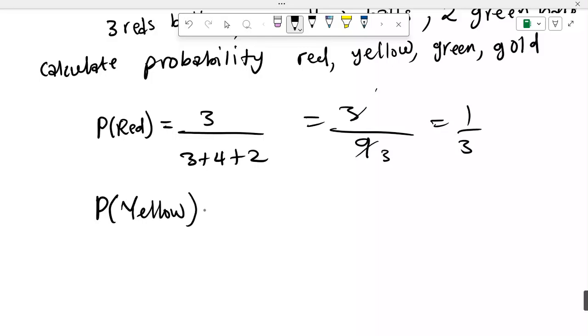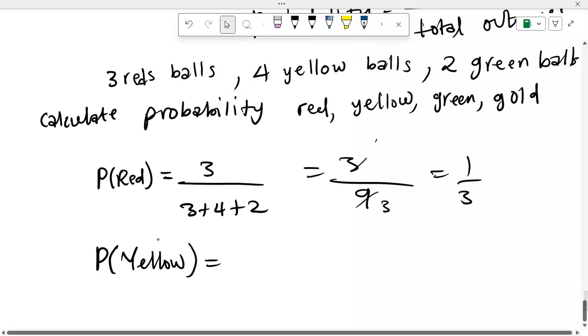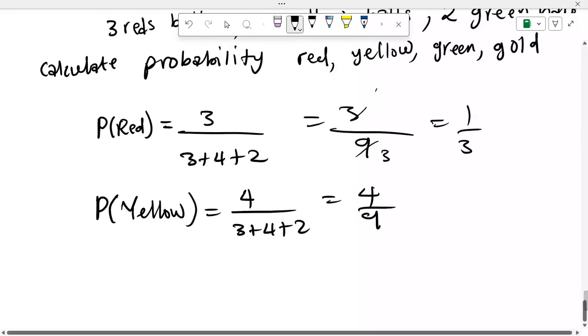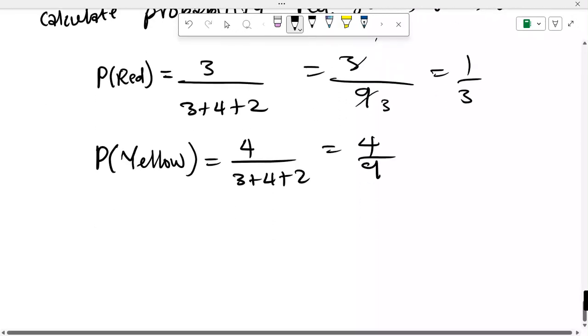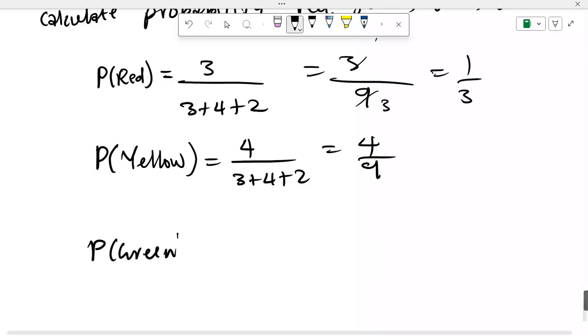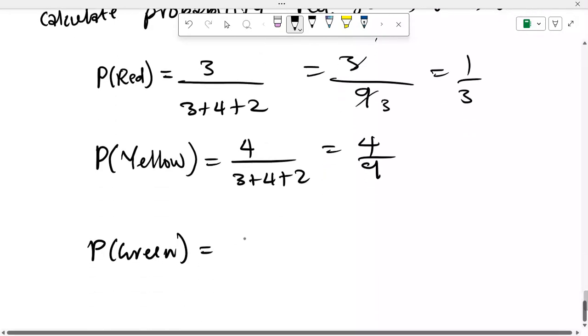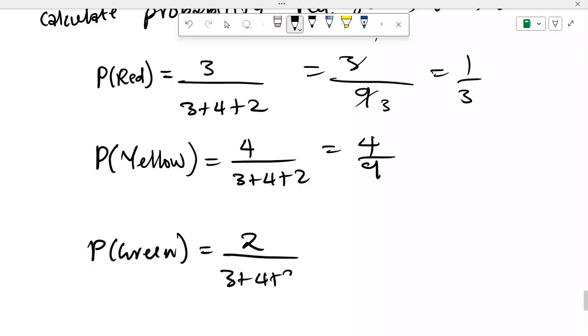Probability yellow. Same thing. How many yellow balls do we have in the bag? We have 4. And what's the total number of balls? 3 plus 4 plus 2. So this is 4 over 9. Then probability green. How many green balls do we have in the bag? 2. And how many balls do we have in total? 3 plus 4 plus 2, which gives us 2 over 9.